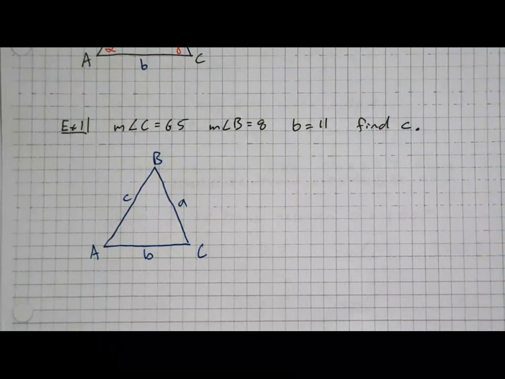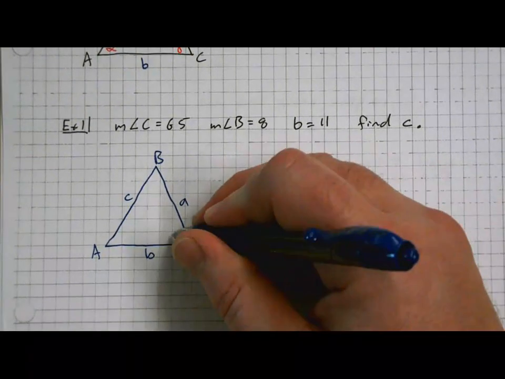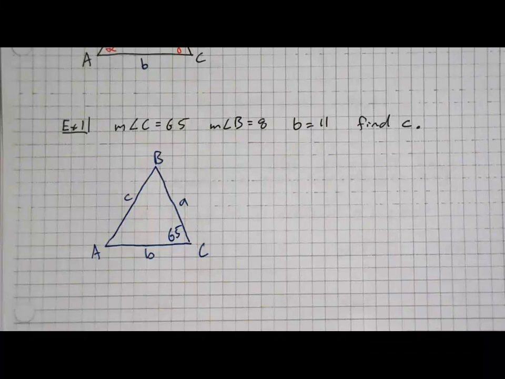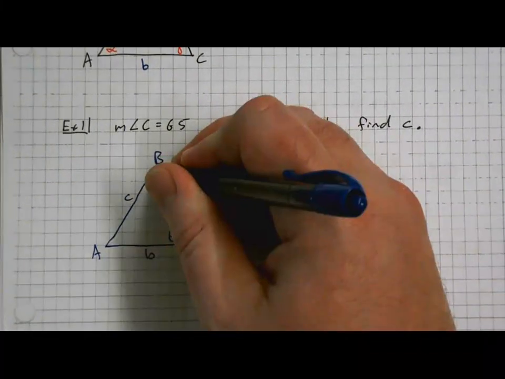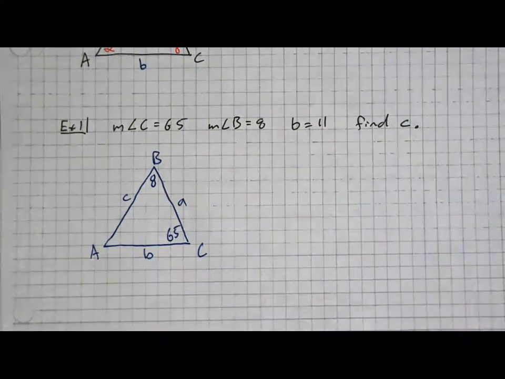So let's fill in the information they gave us. They gave us that angle C is 65 degrees. So let's put 65 degrees right here where angle C is. And angle B is 8. That's a very small angle, an 8-degree angle. And they told us that side b is 11.